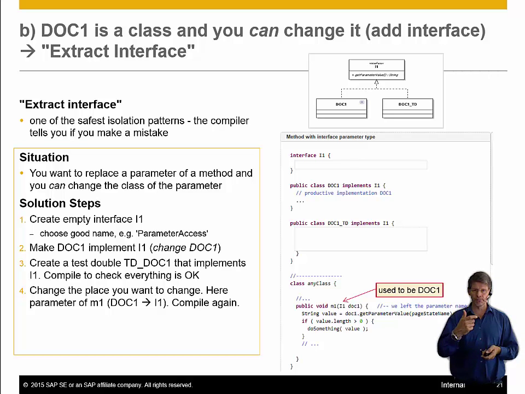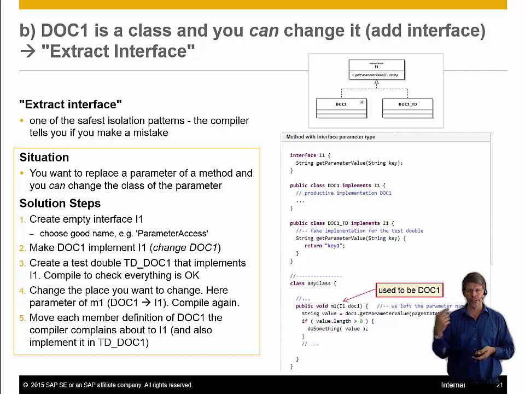So you have this one member that was missing, and you find it by compiling, and the compiler tells you this doesn't exist. So you fix the compile error, you move the member definition of doc1 the compiler complains about to I1. So you add it, you move it, you take it away from doc1, you move it into I1. And of course, you also implement it in doc1. And so now we're at the end, the thing is done. We have changed the parameter from doc1 to I1.